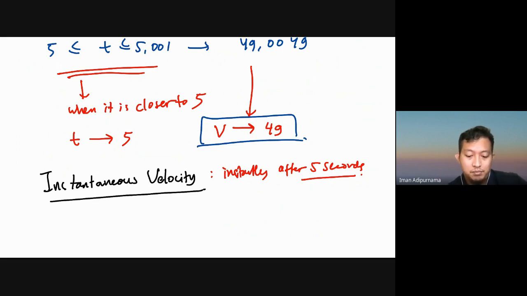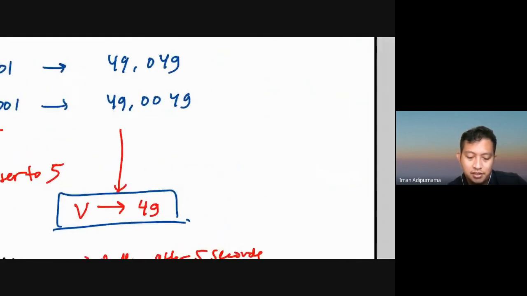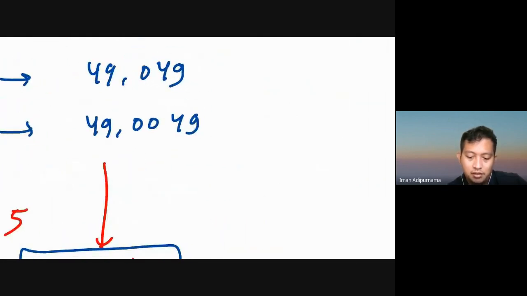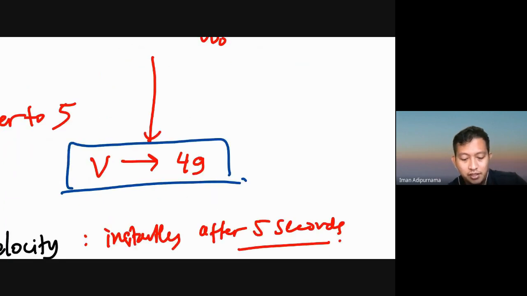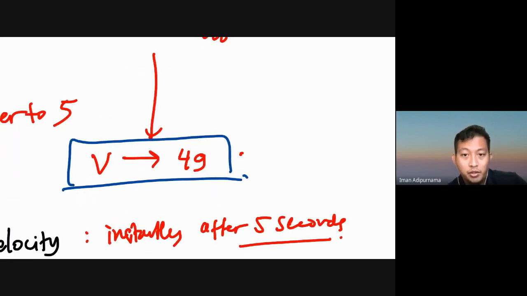And because, still, if you see the number here, it's not the same as 49, but it's close, right? It's close enough. When you add more zeros here, it's getting closer, but it's not 49. If you want to make it into 49, that's when you need limit. So we need limit to say that, okay, this is the velocity. I hope you get the idea of the limit.